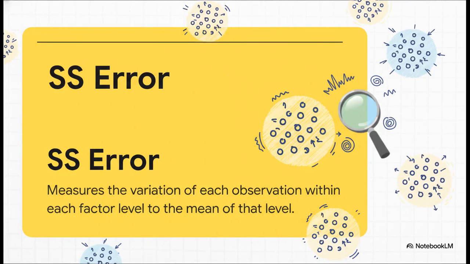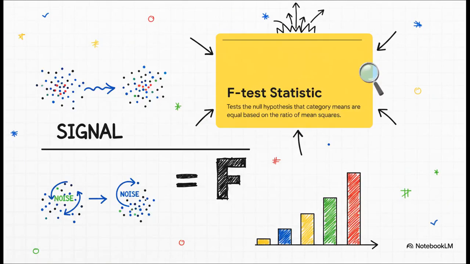And the second bucket? That's the sum of squares error, or the within-group variation. If the first part was the signal, this is the noise. It's just the natural random jiggle of data points inside each group. It's the background chatter that's always there. This calculation just puts a number to it. And here's where it all comes together, the F-test statistic. This is the heart of ANOVA, and it's actually a beautifully simple ratio.